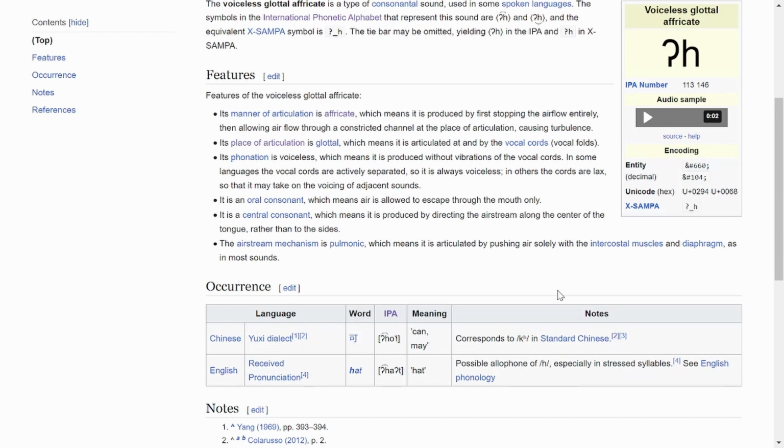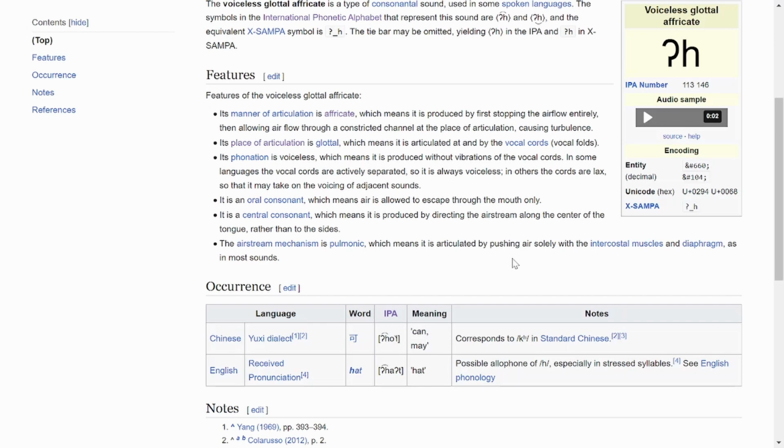This language is like locked behind a premium wall. You must have enough speakers to use this sound. Yeah, so this is a great allophone. In English, it's an allophone of H, word initially in Received Pronunciation. I can see that especially in stressed syllables, it says here. Hat. Hat. Hat.